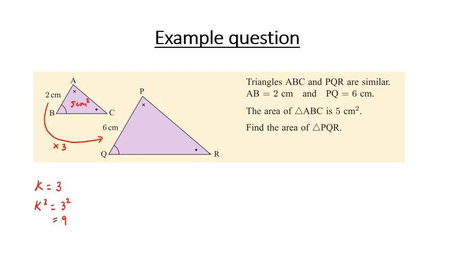So therefore, the area of triangle PQR must be equal to 5 times K squared. We know K squared is 9, so it's 5 times 9. Therefore, our answer is 45 centimeters squared.